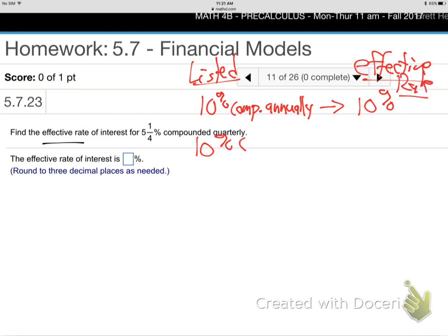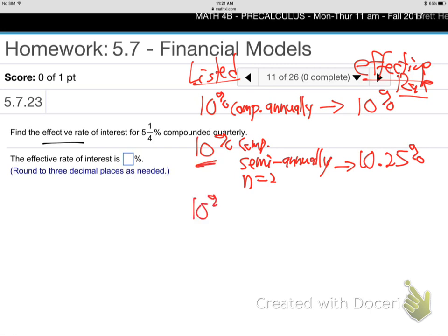But if they say 10% compounded semi-annually, that means twice a year, right? N is 2. The effect will actually be a little bit higher than 10%. It'll go up to 10.25, that will be the actual effect at the end of the year. If you compound money more frequently, it makes it grow slightly higher than the listed rate.